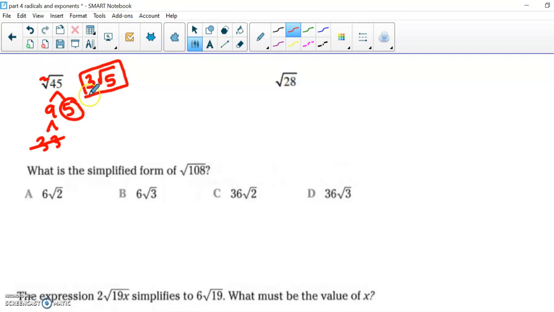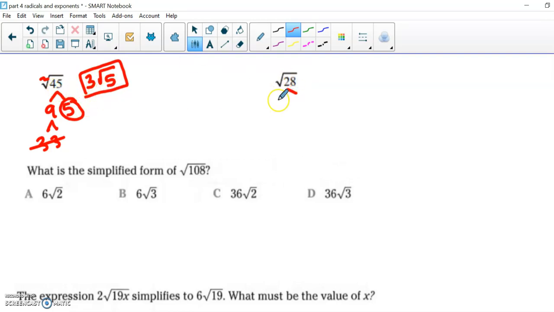If you want to check if you did it correctly, what you do is you square the number outside, because there had to be 2 of them for it to come out. So I take 3 squared, or 3 times 3 is 9, and then multiply it times the inside. 9 times 5, I'm back to 45.